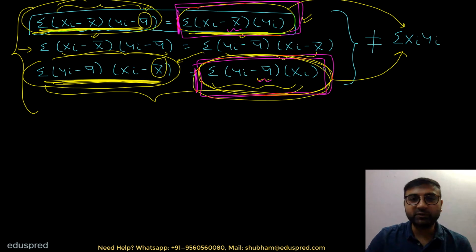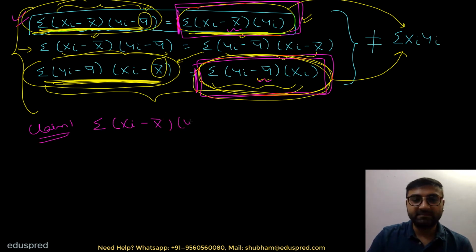Let me show you some of the mathematical proofs as well. The first claim that I made is this one. I said that summation of xi minus x bar multiplied by y minus y bar is equal to summation of xi minus x bar multiplied by yi. Let me quickly show you this. Let's start with the left hand side. So this is the left hand side that we have.